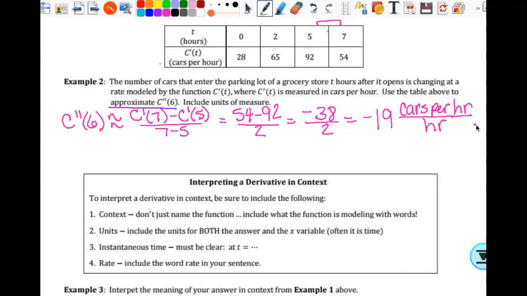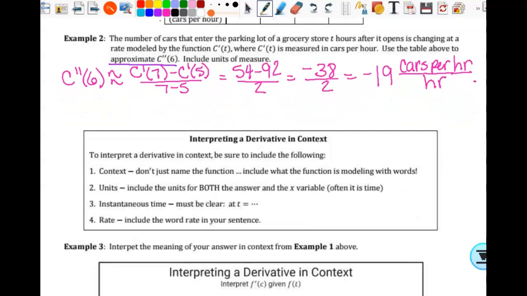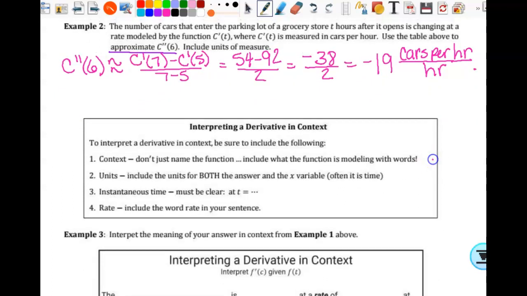So now we're going to interpret the derivative in context, okay? Context, don't just name the function, include what the function is modeling with words. So I'm not going to call it just f anymore. I wouldn't just call it c prime. I need to talk about what c prime is, right? Units include the units for both the answer and the x variable. So we said like at x equals 1, it's going to most of the time be at x equals 1 minute or t equals 1 minute or whatever happens to be. Instantaneous time must be clear at t equals, or don't have an interval of time, right? And include the word rate in your sentence.